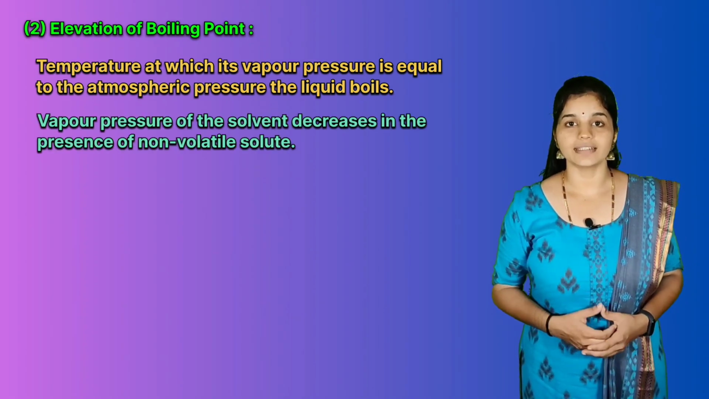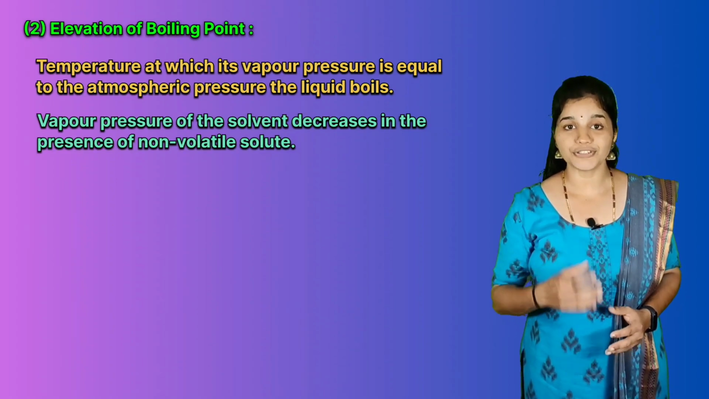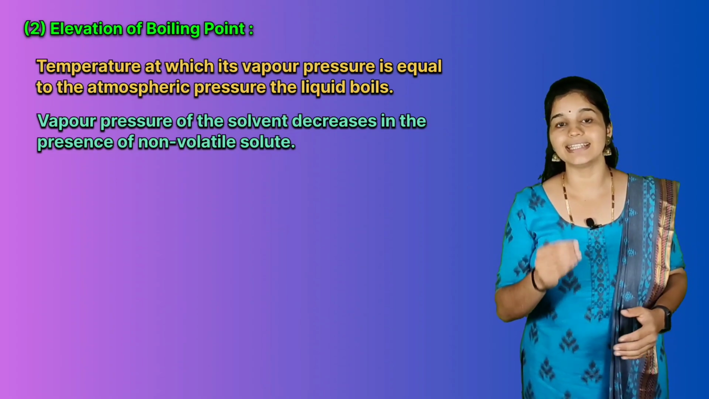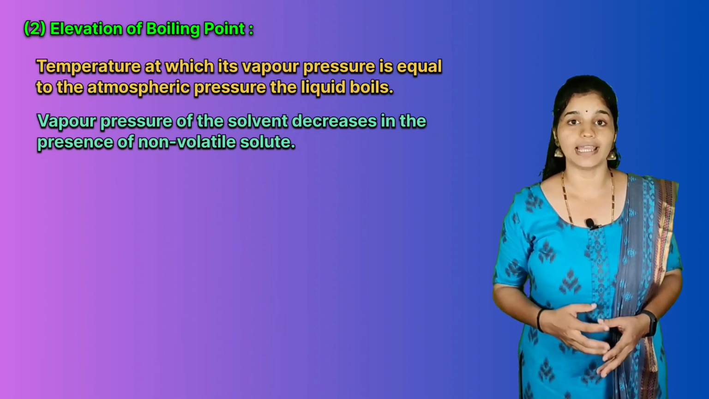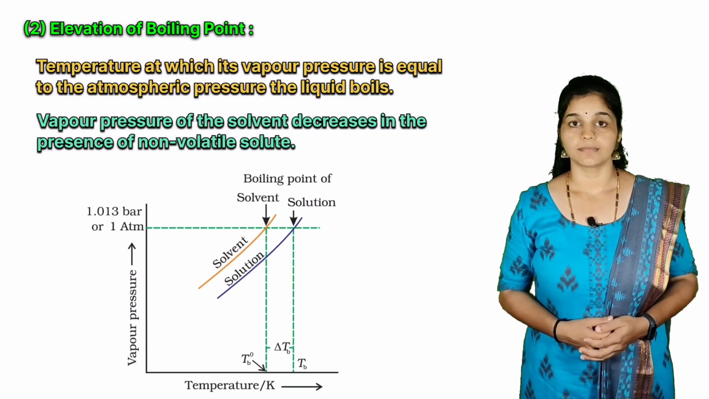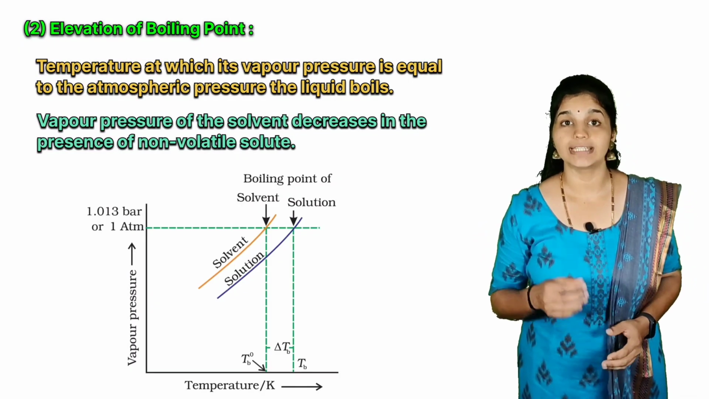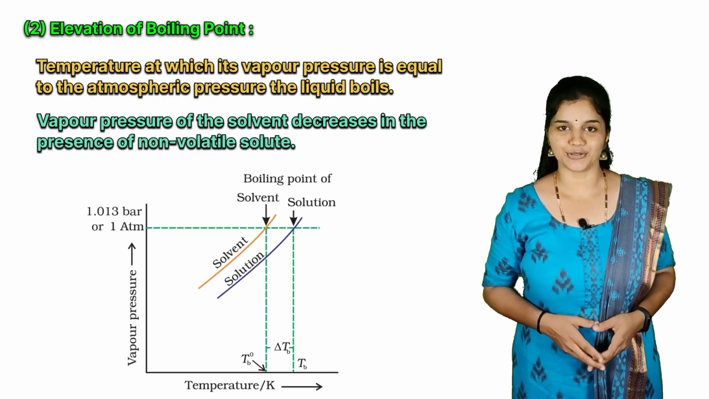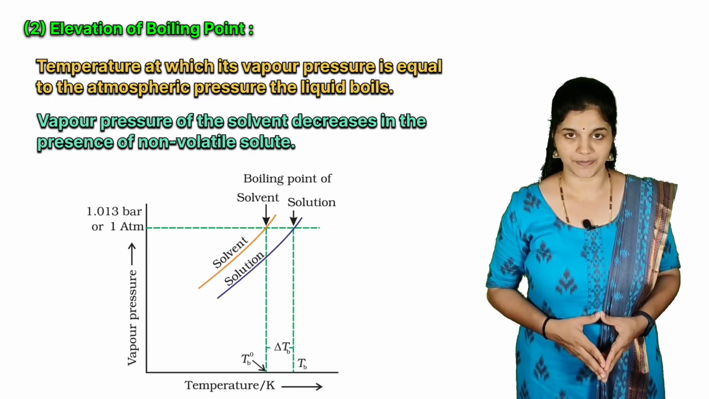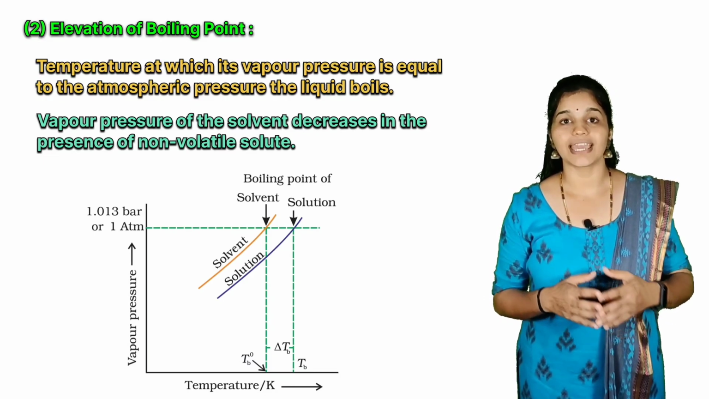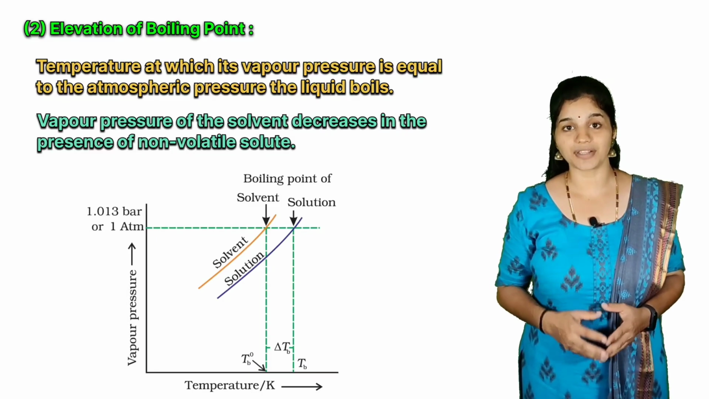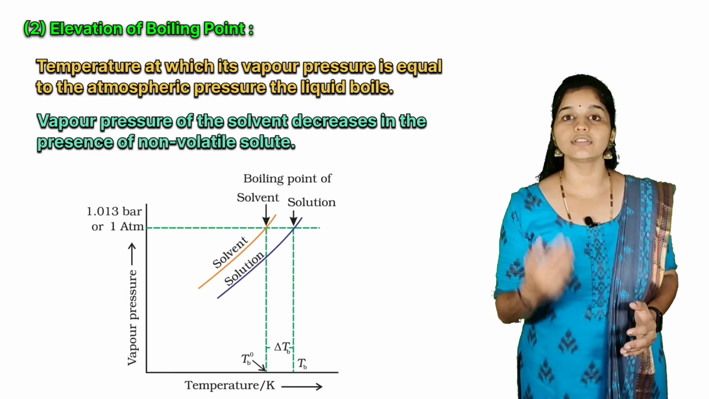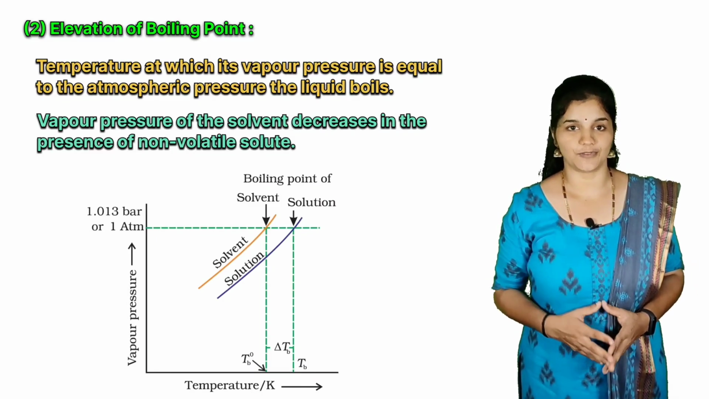Also, we know that vapor pressure of the solvent decreases in the presence of a non-volatile solute. The graph here shows the variation of vapor pressure of pure solvent and solution as a function of temperature. From this graph, we can see that the boiling temperature for the solution is more than that of the pure solvent.